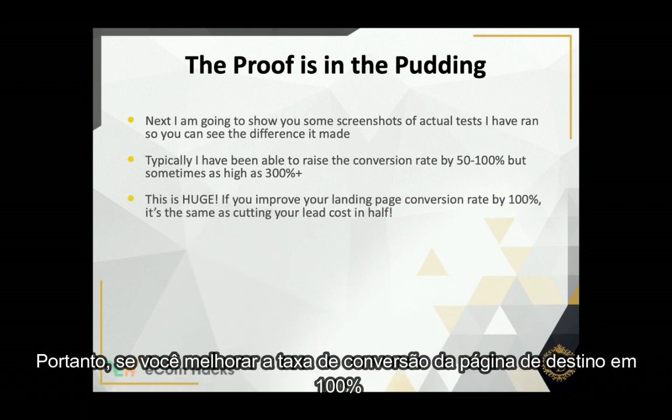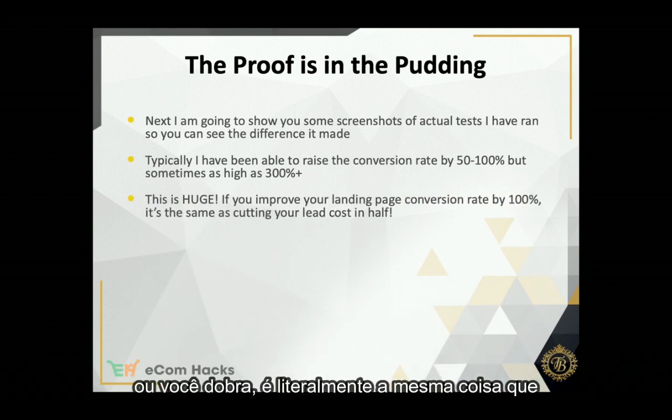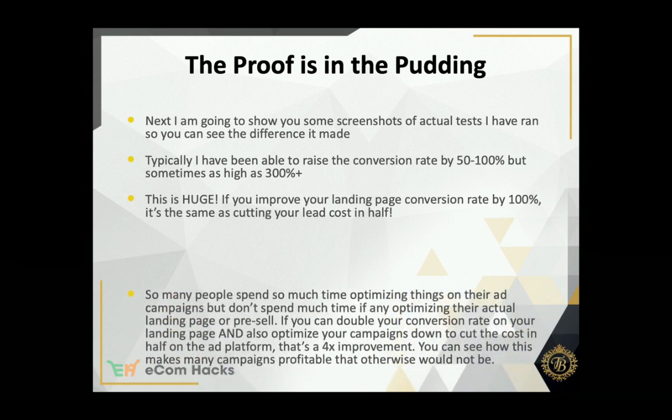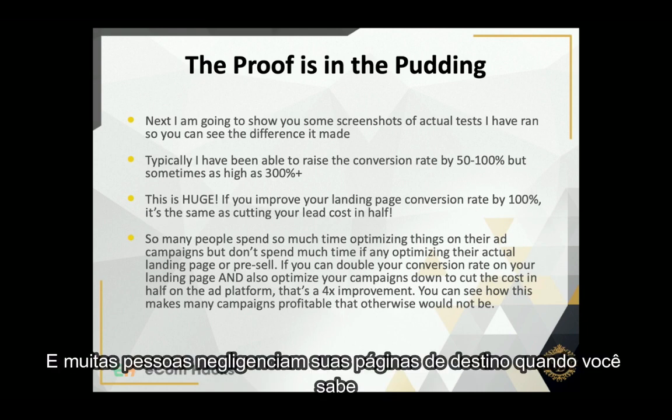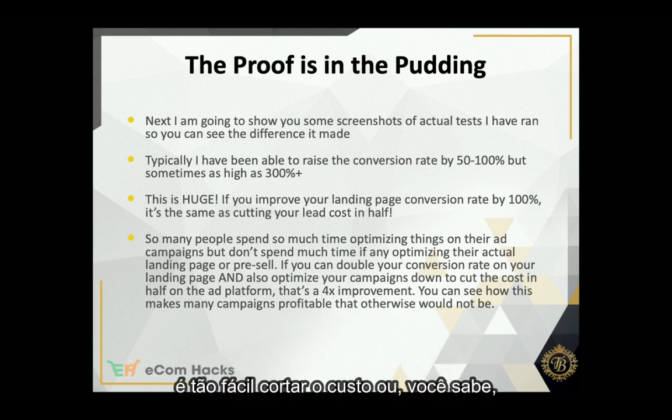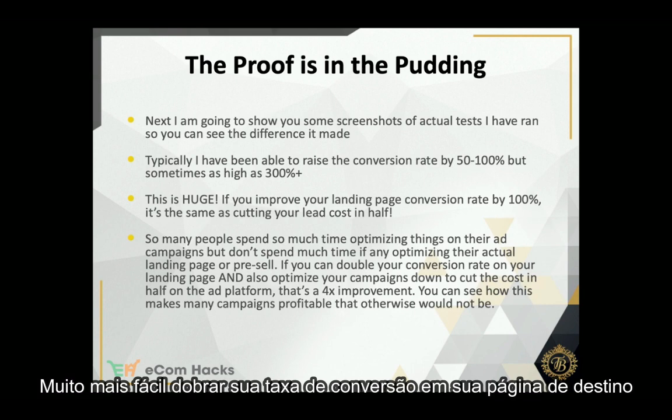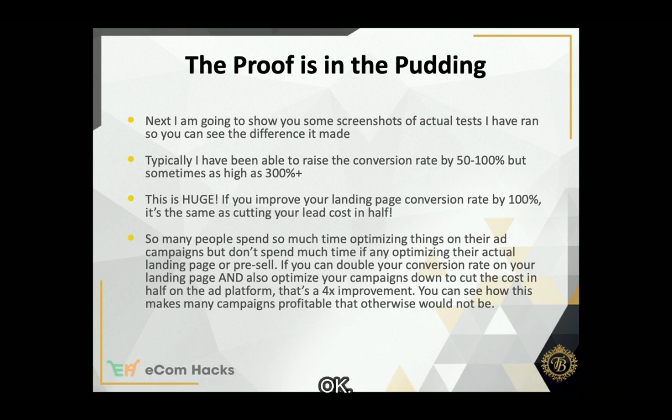So if you improve your landing page conversion rate by 100% or you double it, it's literally the same thing as cutting your lead or sale cost in half. It's literally the exact same thing. I find it funny that so many people spend so much time trying to do a little hack on Facebook, or find a new interest, or change their headline, just to save like $1 on your cost per sale. And so many people neglect their landing pages when it's so easy to cut the cost, or to double your conversion rate. Way easier to double your conversion rate on your landing page than it is to cut your Facebook costs in half. Okay.